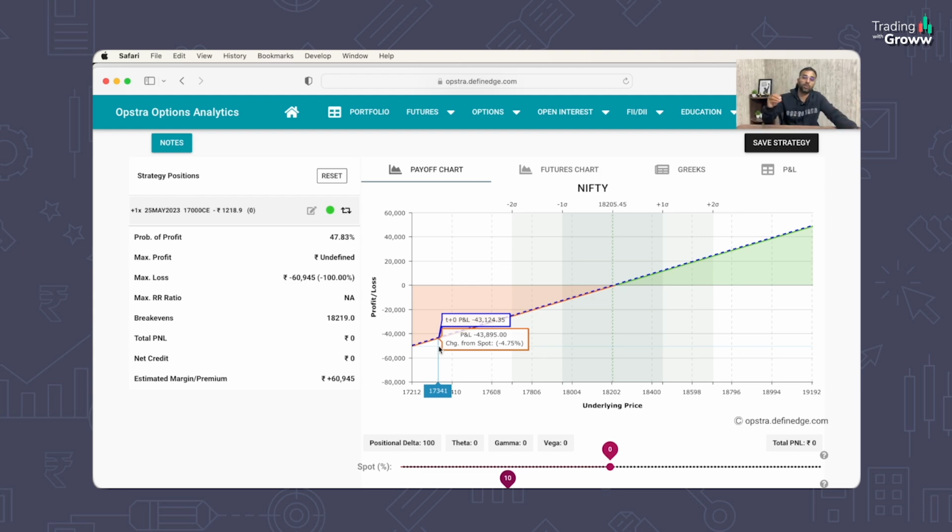So that is why people who tend to trade in futures, they tend to move to in the money options to reduce the overall cost.